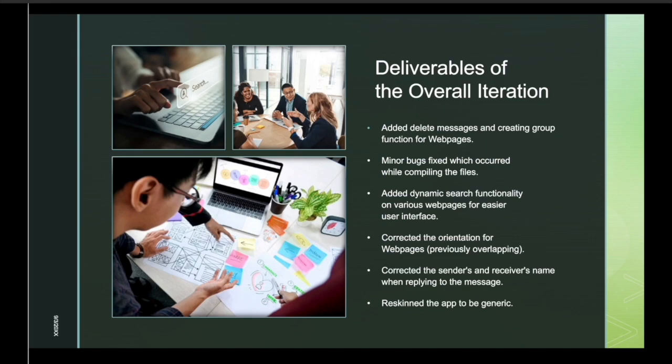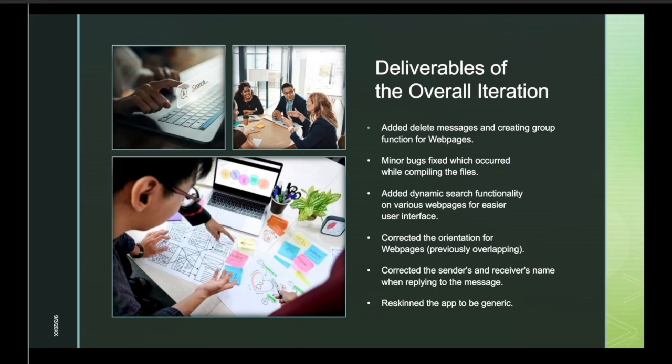So I will just summarize all the deliverables which we have done for this iteration. We have added the delete messages and creating group functions for the web pages, so if someone sends a message by mistake, he or she can delete it. There were minor bug fixes which occurred while we were compiling the files which we received from the previous iteration. We have added the dynamic search functionality on various web pages so that it is easier to search for someone's email ID or check if they are a participant or not.